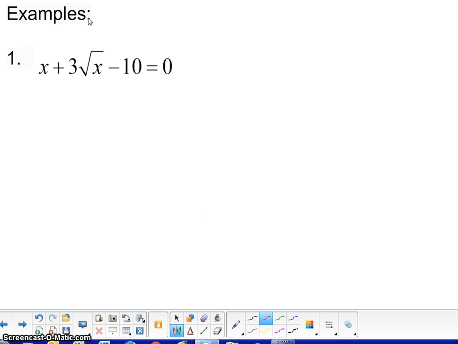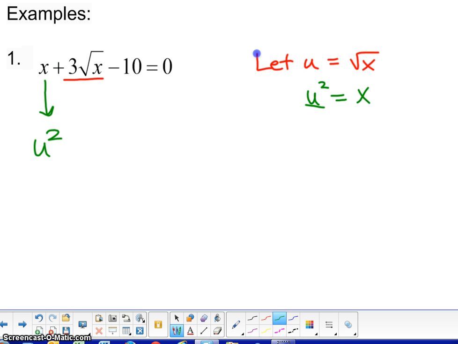So in example 1, off to the side, we're going to let u equal the middle term minus the coefficient, which would be the square root of x. Now, if you squared both of these, you end up with u squared equals x. Okay, so what ends up happening is we take this information and replace what we now know the value to be. U squared, and then this one is going to be replaced with u, and all the coefficients are going to stay the same, and the constants.